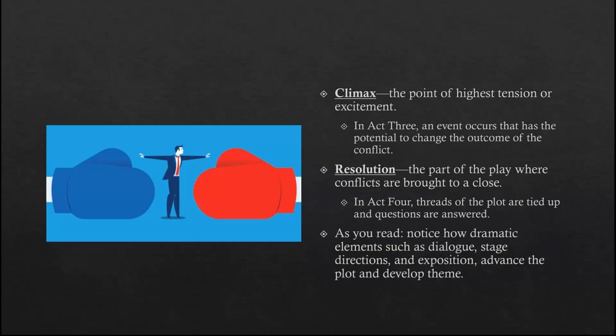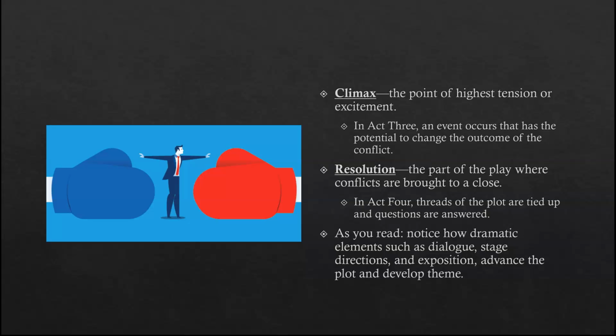Now, the climax is the point of highest tension or excitement. When you're trying to identify the climax of a story or a play in general, sometimes in plays the acts can help you, because typically speaking, the climax will happen somewhere in the middle. And with acts, if you know you have 5 acts in a play, your climax will probably occur at the end of Act 2, Act 3, somewhere around here, right? But look for the highest moment or the highest point of tension. In Act 3 of the play we're going to be reading, an event occurs that has the potential to change the outcome of the conflict. So look for this as we read.